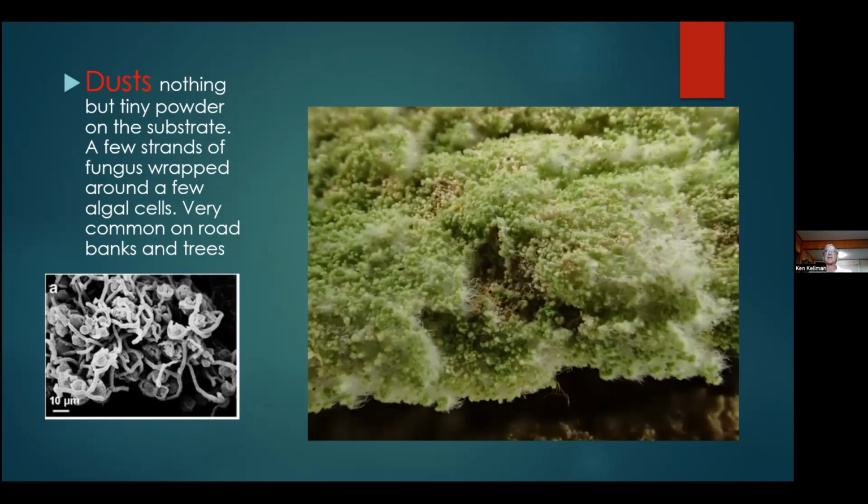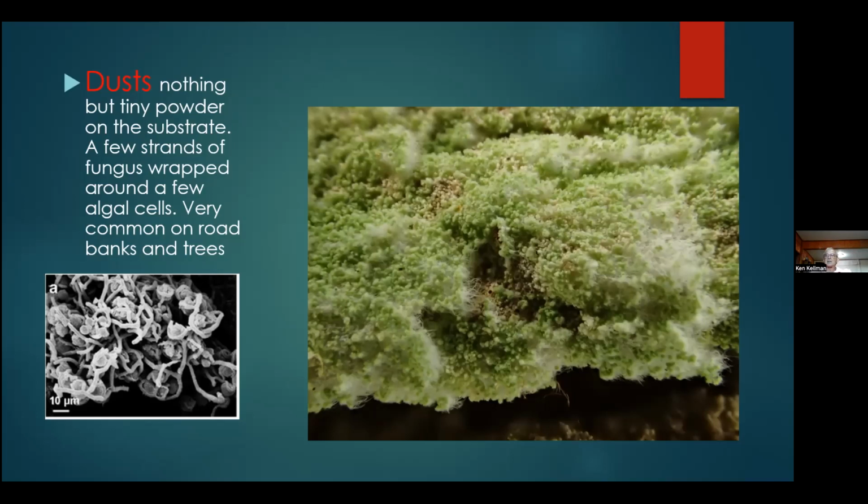You can see these very commonly on redwood trees, a bright sea green color, or sometimes a blue-green color on the redwood trees in Henry Cowell. And these are nothing more than a few strands of fungus wrapped around a few algal cells, as in this little insect picture down below. They're also common on road banks, whether they're dry or moist. But the dusts, I don't believe we'll see any. Oh, yes, we will see one on Friday.